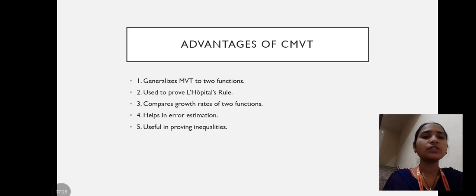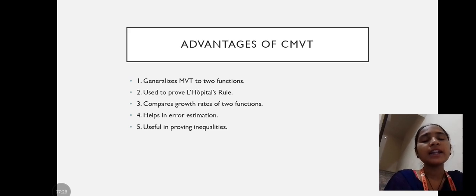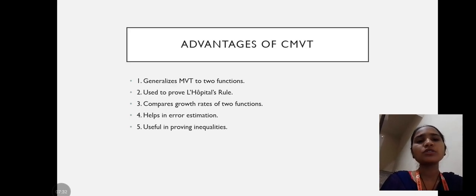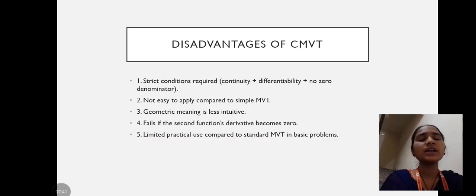Advantages of Cauchy mean value theorem. It generalizes the mean value theorem to two functions and it is used to prove L'Hospital's rule. It compares growth rates of two functions. It helps in error estimation. It is useful in proving inequalities.